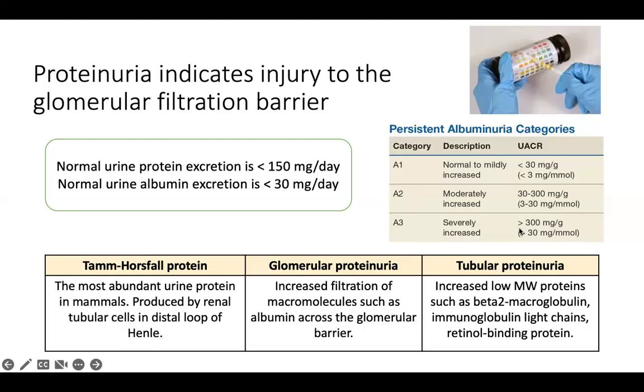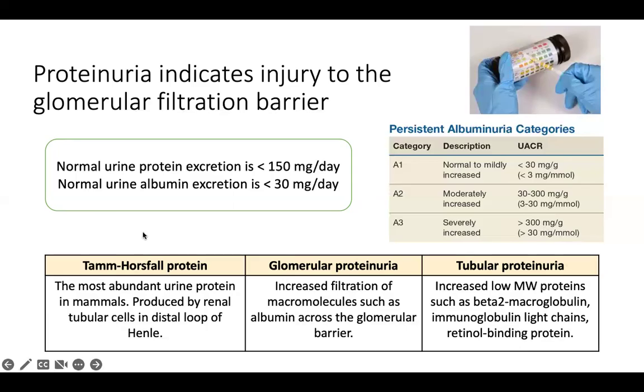And then for more accurate quantification, you might have someone do a 24-hour urine collection, and then you can really measure how many milligrams of albumin are being lost per day. But the spot urine testing gives us very nice estimates and is much less cumbersome for the patient. They don't have to collect 24 hours of urine.